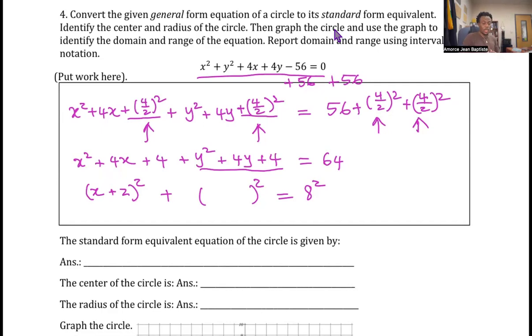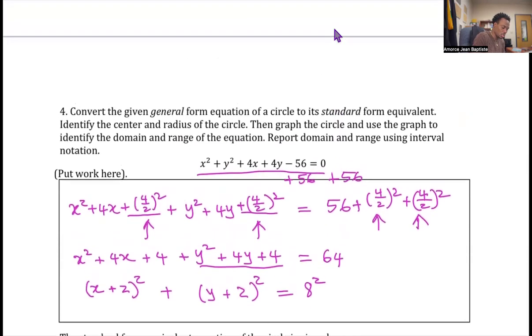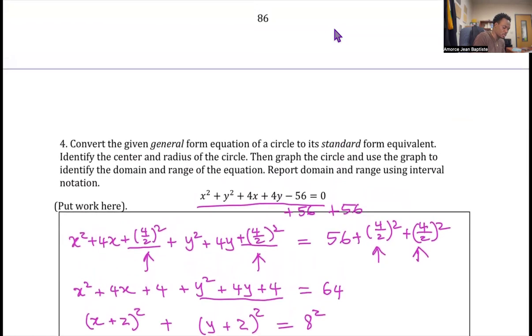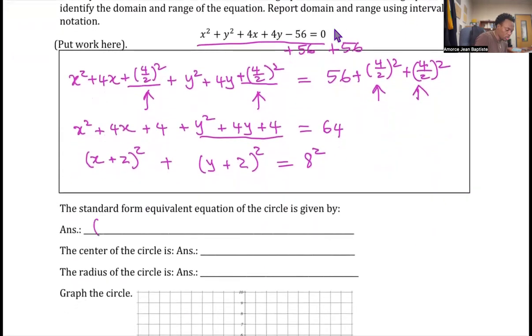So what is the next one? Think about it, pause the video, try it. It will be y plus 2 squared. And that is your standard form. So your standard form is x plus 2 squared plus y plus 2 squared equals 8 squared, or 64 if you want to leave it that way. x plus 2 squared plus y plus 2 squared equals 8 squared.